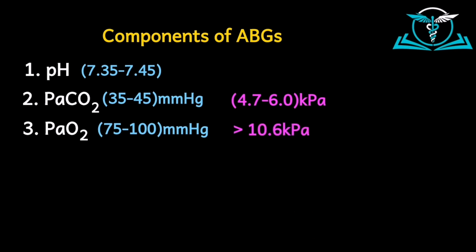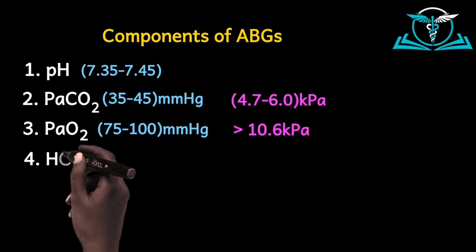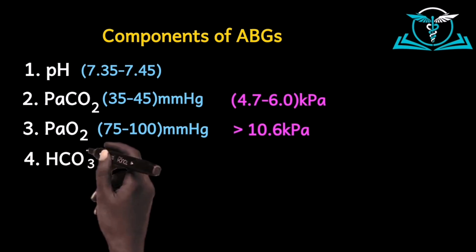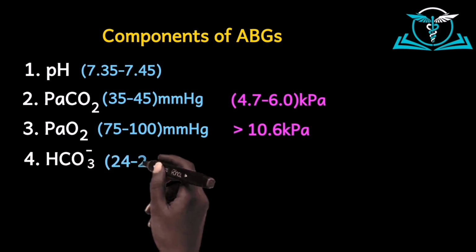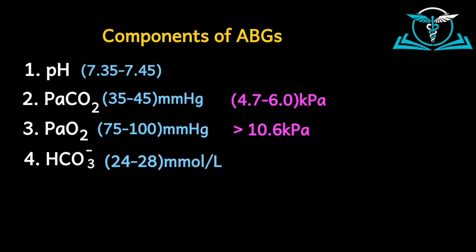And so that is the normal range for the partial pressure of oxygen. Then we have the bicarbonate ions level, which should be between 24 to 28 millimoles per liter, although the range varies with different reference texts. So these are the 4 basic components, although there are other components. These are the 4 basic components we should focus on.